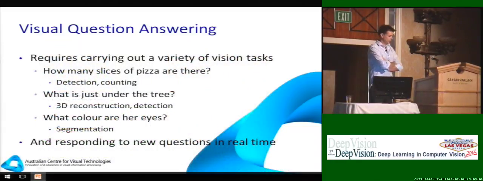So, in order to carry out these tasks, you've got to be able to perform all sorts of classic vision things, right? You've got to be able to do detection, counting, reconstruction. Answering general questions about images means building in all these things that we've been working on for a long time, but it also means that you've got to be able to respond to new questions in real time. That's the interesting part of this process, right?